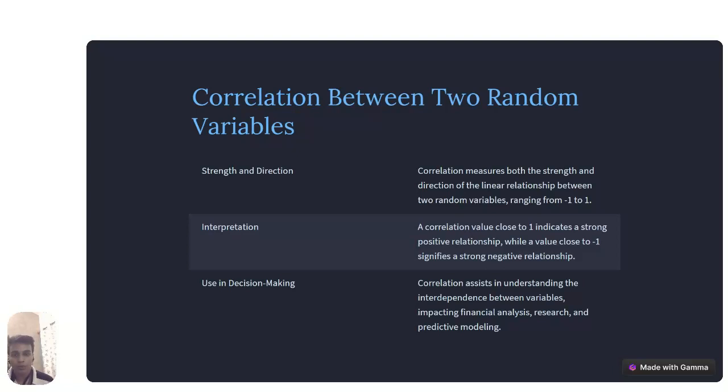Correlation between two random variables, strength and direction. Correlation measures both the strength and direction of the linear relationship between two random variables, ranging from -1 to 1. Interpretation: a correlation value close to 1 indicates a strong positive relation, while close to -1 signifies a strong negative relation. Used in decision making: correlation assists in understanding the interdependence between variables, impacting financial analysis, research, and predictive modeling.